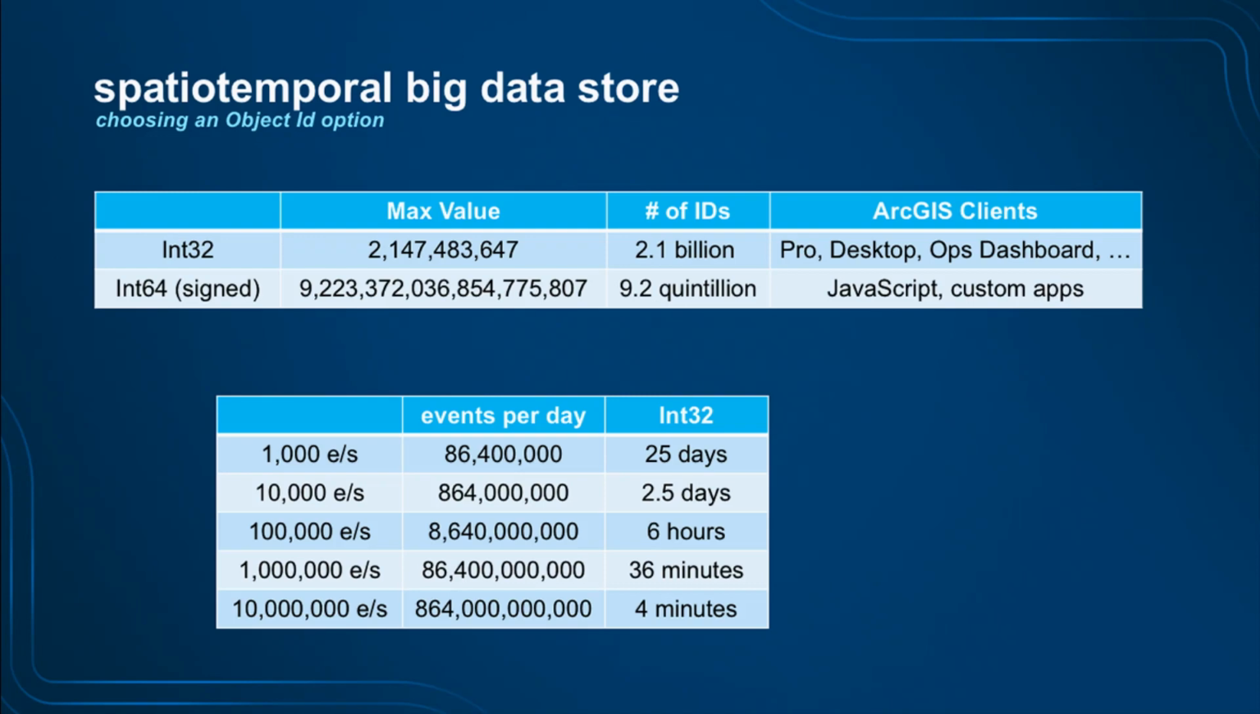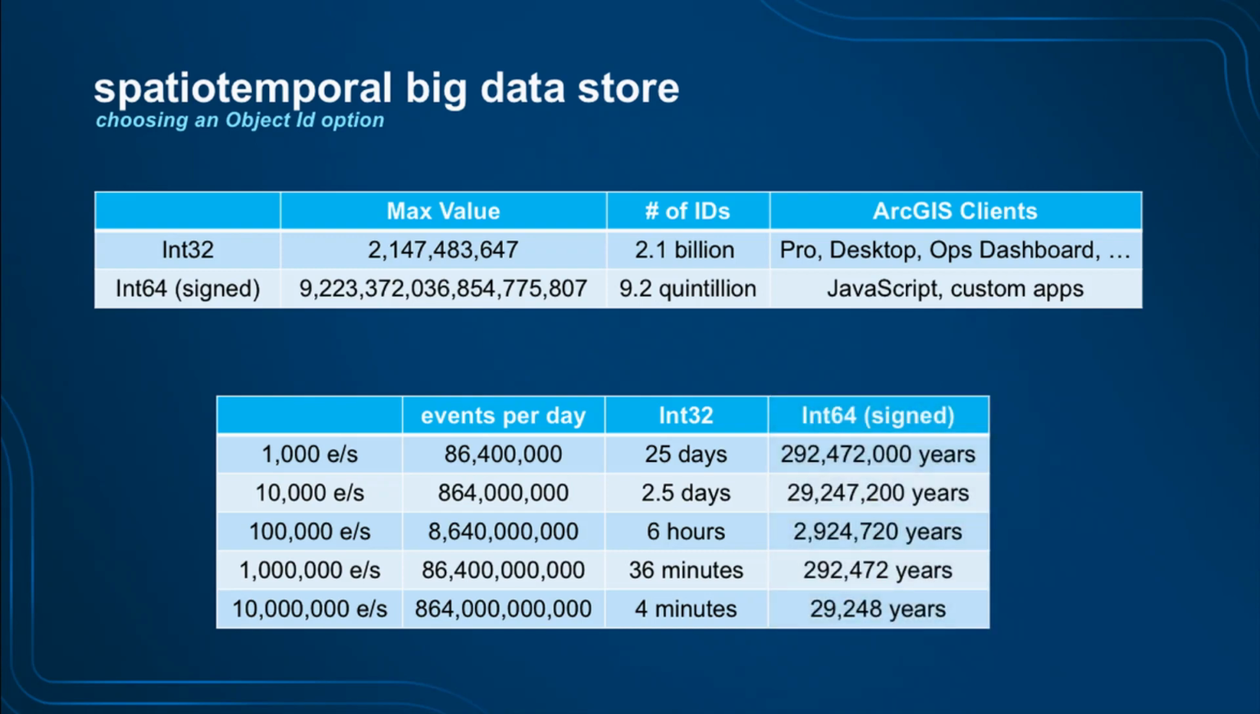So the current apps that support this are JavaScript and any custom apps that you build in JavaScript. The runtime, Pro, and those things don't support anything other than int32 at this point. And so that gives you quite a bit more time before you have to worry about the problem happening again, but it still will happen at some point.